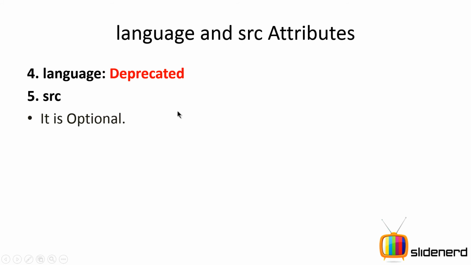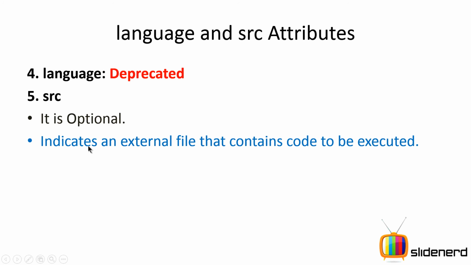Next, let's talk about two more attributes and we'll finish our topic here. There's language, which is deprecated, it's not used anymore, and then there's source, which is an optional attribute. It indicates the location, you can say, of an external JavaScript file that contains the code to be executed. Like I said, you can have your JavaScript code within your HTML page, or you can have it in a separate JavaScript file in your directory. Now where is that file? That's what you specify with the help of this source attribute that you have here.